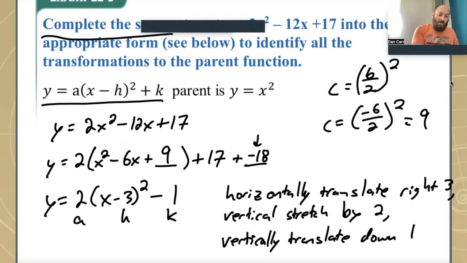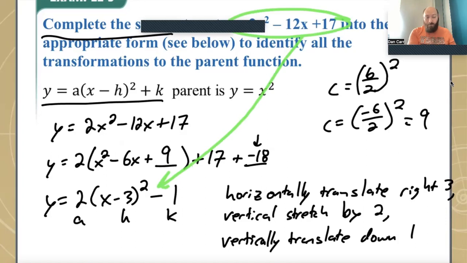Okay, so that's what we're looking at. We're going to take a standard form quadratic, use completing the square to turn it into our vertex form. Then we can analyze our transformations.